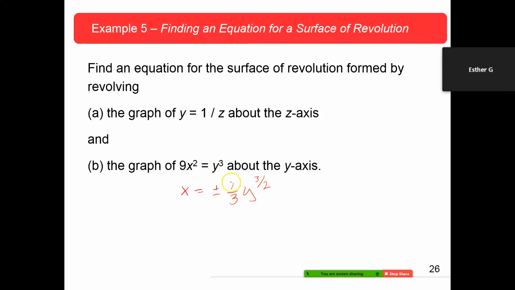So what you would have then would be x squared plus z squared, the other two variables, is equal to 1 over 9 times y cubed, because you have the square of that. So that, I think, is what your surface of revolution would be.